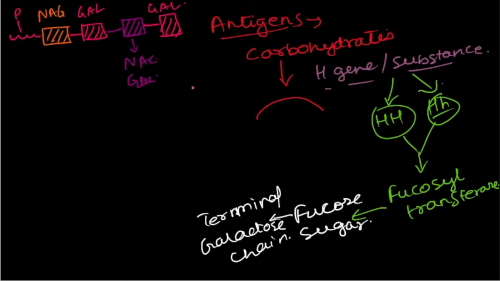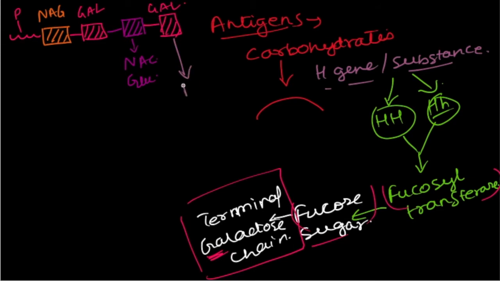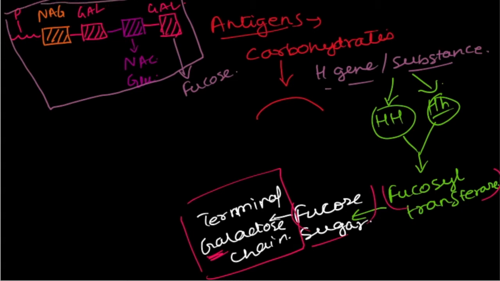So what happens is, in the presence of the enzyme fucosyl transferase, the fucose sugar transfers onto the terminal galactose, that is this particular region. Here the addition of fucose occurs. So now this is the basic backbone of the blood group chain, and whenever any other sugar is added to it, there is a modulation in the chain.